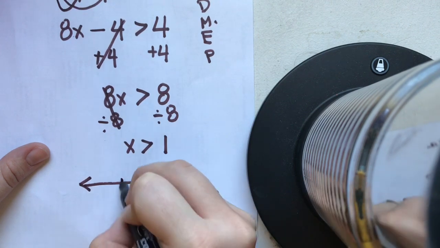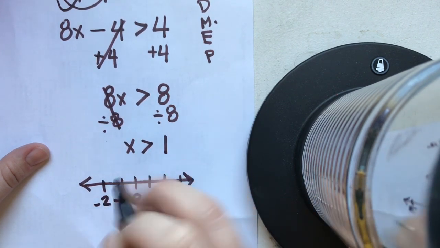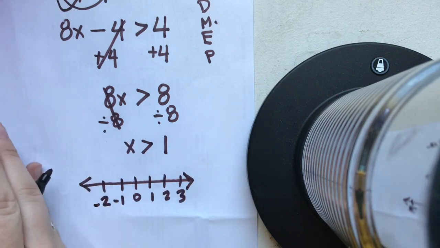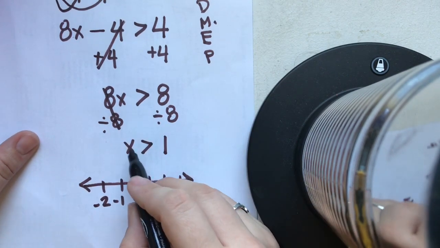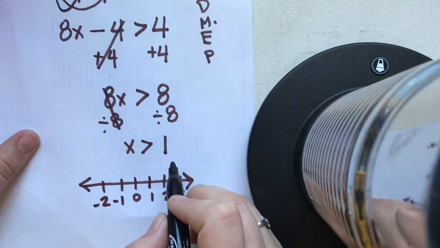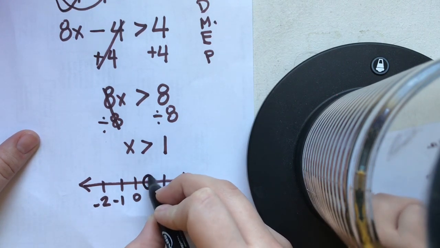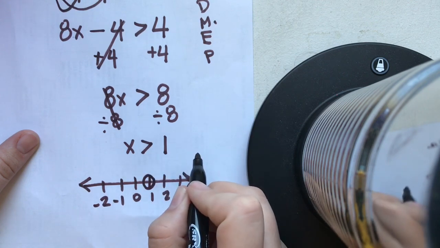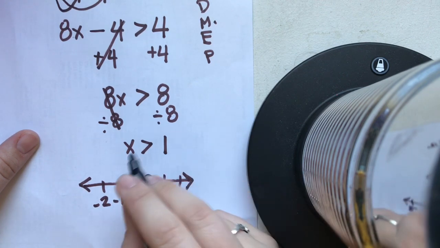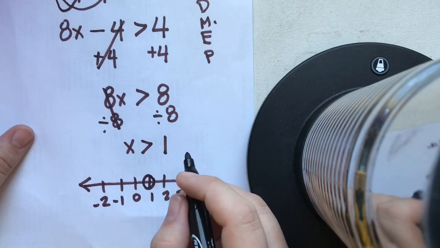Okay, and just put at least a couple numbers around so I know that your negatives are on this side and your positives are on this side. So more than one number. We have x is greater than 1. So we are going to have an open circle because we're not including 1. 1 is not greater than 1, but 1.1 is, 1.001 is. We can get super close.